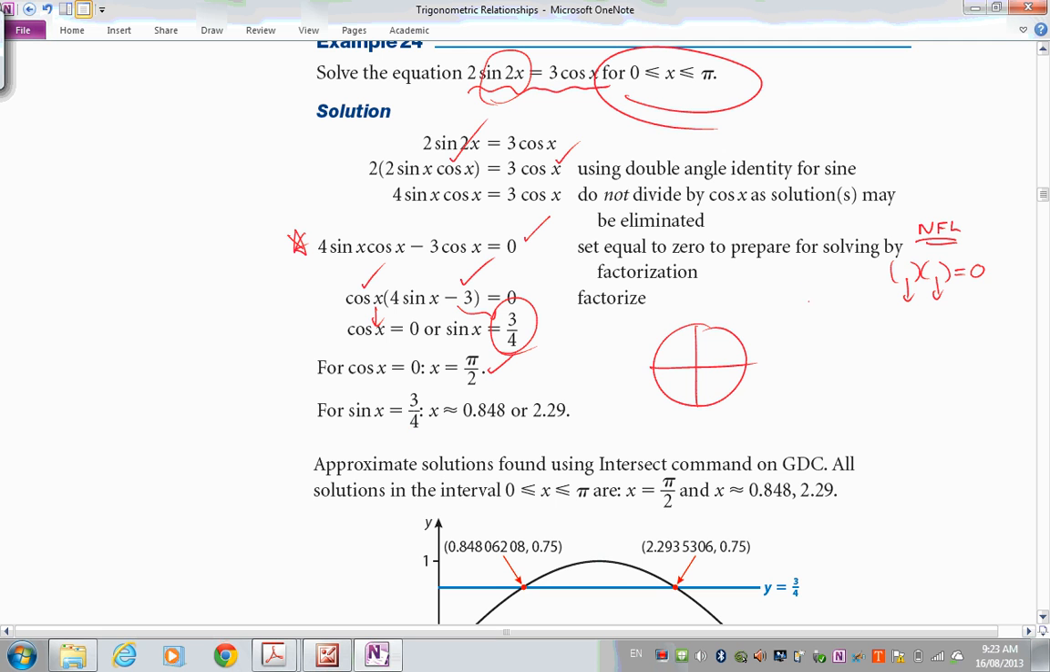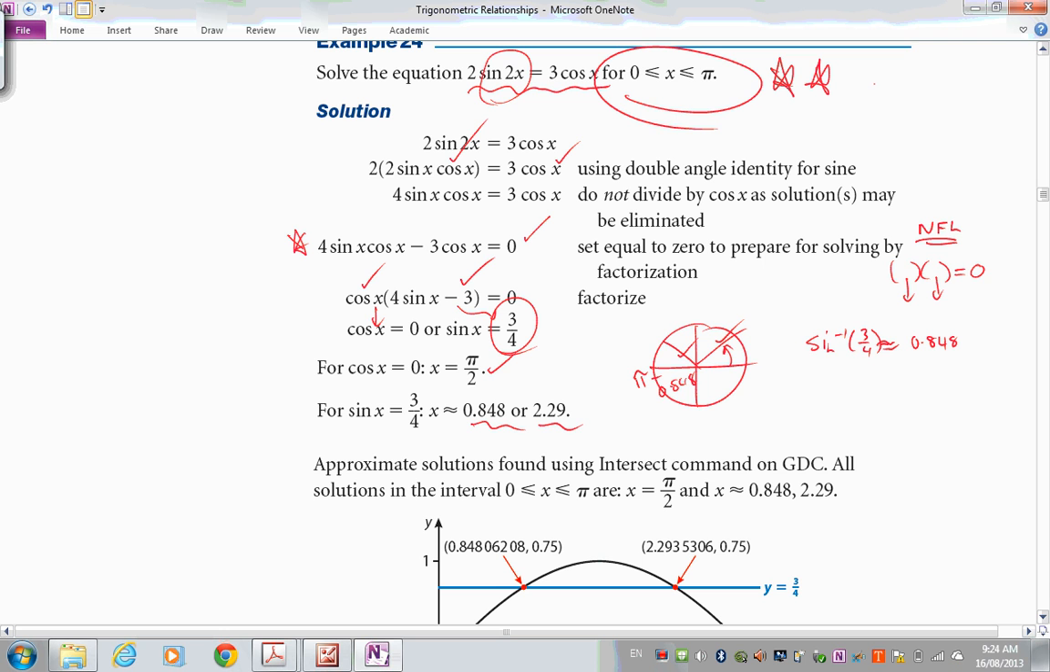So you could do that in graph mode, or you could look up inverse sine of 3/4 in radians, and it's approximately, because it's a rounded off decimal here, so that's that angle. But don't forget, you could have pi minus that angle, an equivalent angle in that second quadrant here, because sine is positive in both those. And we're only allowed to go around, the domain only goes around to pi.